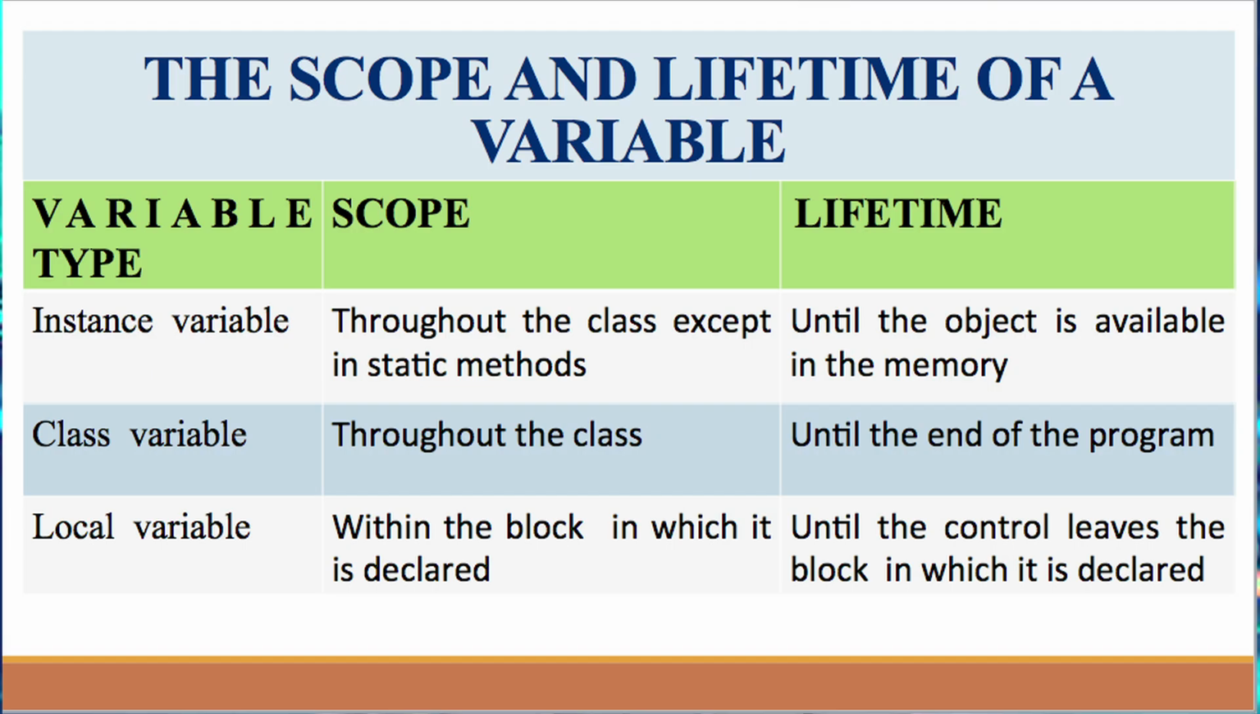The third one is the local variable. It is declared within a block, so it cannot be used outside the block, and its lifetime is until the control leaves the block in which it is declared. So these are the three categories of variable, and their scope and lifetime are given here. Finally, after listening to this complete lecture, learners will understand the Java programming language, the scope of variables, and the different categories and types of variable. Thank you very much.